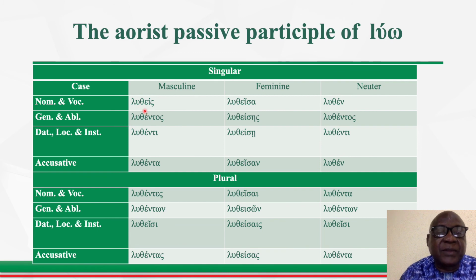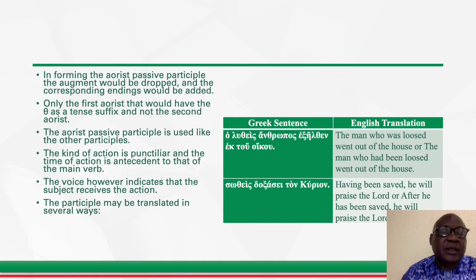The aorist passive. Now, the aorist passive is recognized by the presence of theta. So, instead of sigma, you have theta here, and we have lutheis, luthentos, luthenti, luthenta, luthentes, luthenton, litheisi, and luthentas. Now, in forming the aorist participle, the augment will be dropped and the corresponding endings will be added. So only the first aorist has the theta as a suffix and not the second aorist.